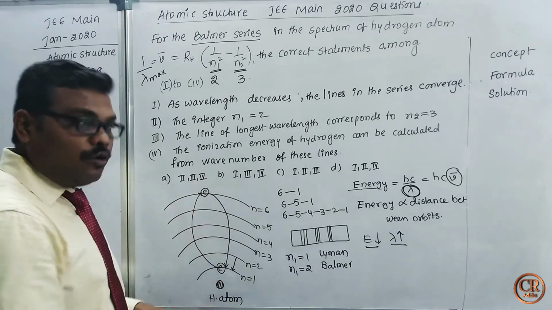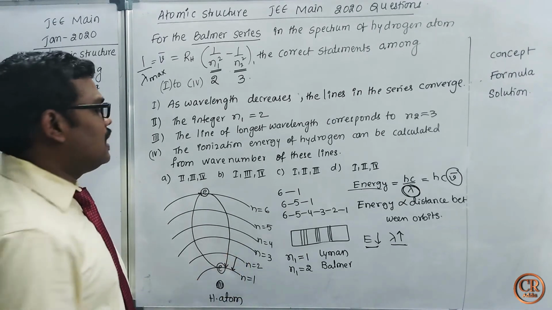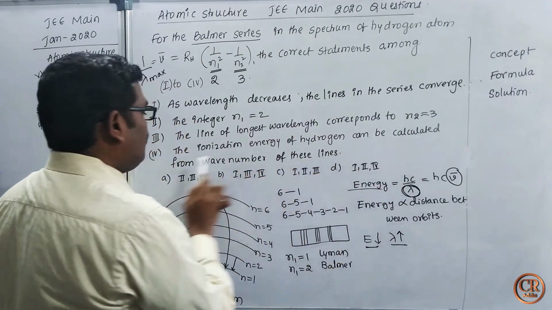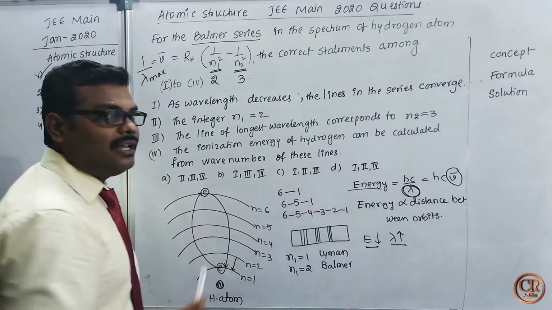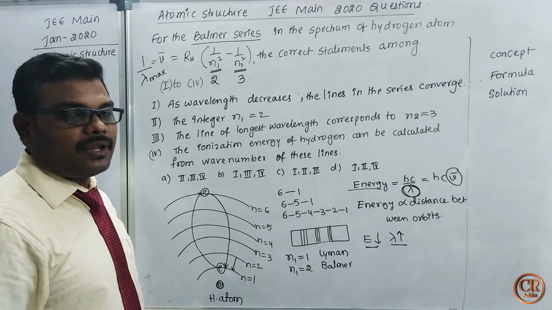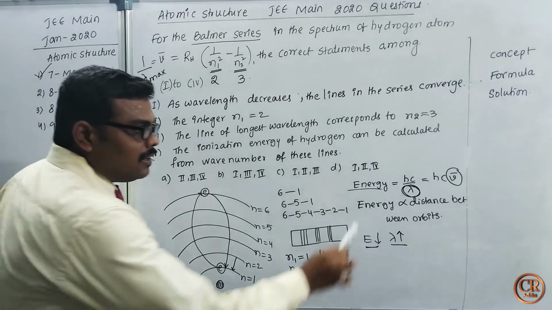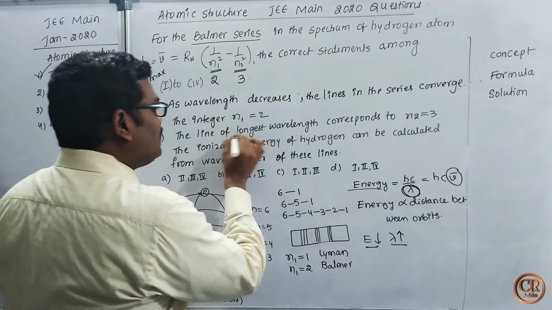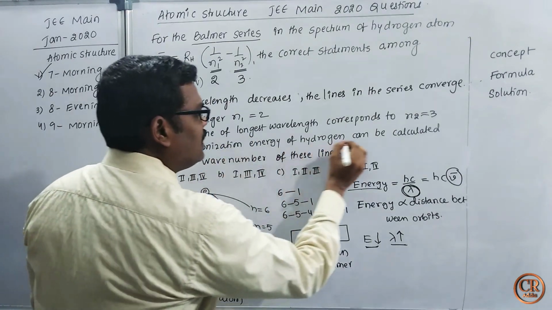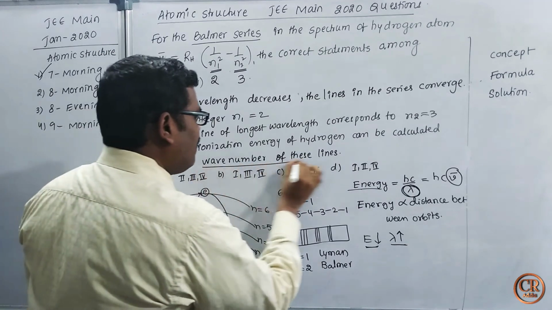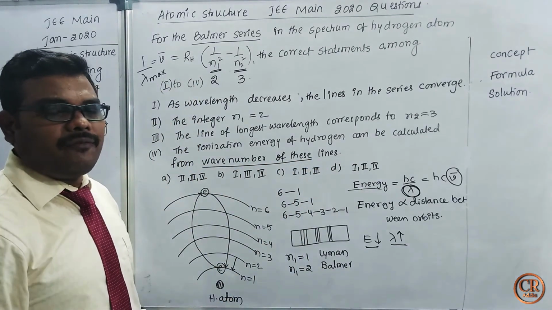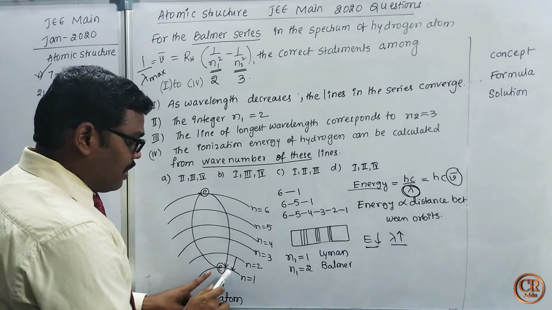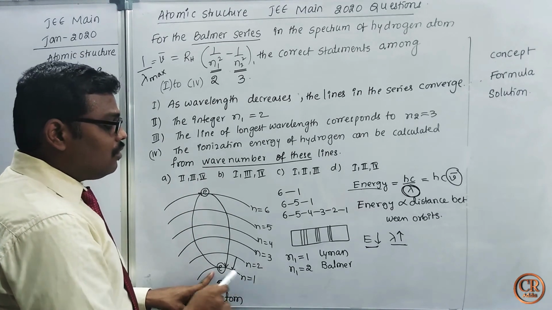But with this line, do we get that? No. So that's why the statement that the ionization energy of hydrogen can be calculated from the wave number of these lines is wrong. I'll tell you once again. This relation is correct, but what we are saying is that the ionization energy of hydrogen can be calculated from the wave number of these lines. No, we cannot calculate like that. We can calculate only from n is equal to 1.